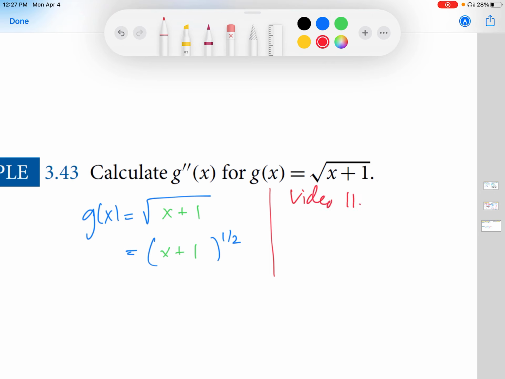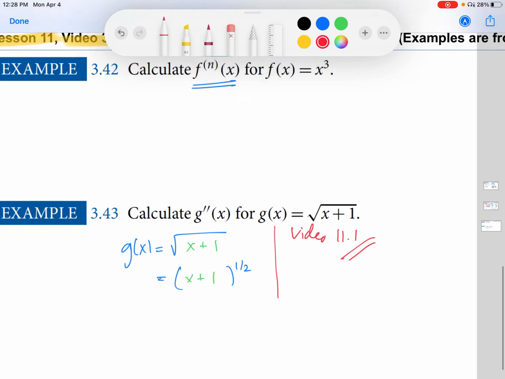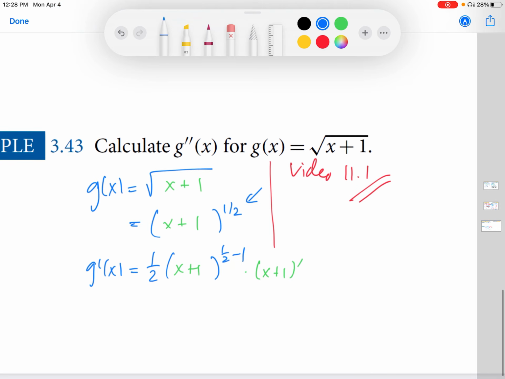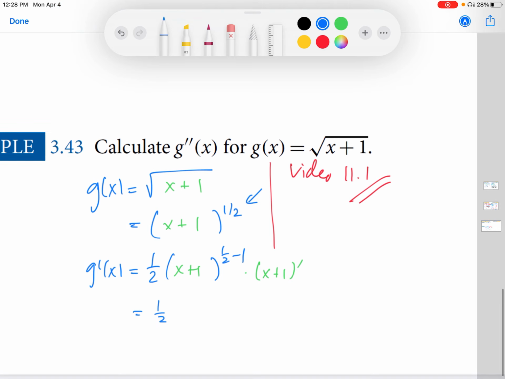So if you want some refresher on the chain rule, you might want to check out video 11.1 where I talk about the chain rule. If I apply that here, what am I doing? I'm differentiating the outside function, which is something to the 1/2. The derivative is 1/2 something to the 1/2 minus 1, power rule. Evaluating it at the inside, and then multiplying it by the derivative of the inside. Okay. And then from here on, it's just simplification, except for that little term.